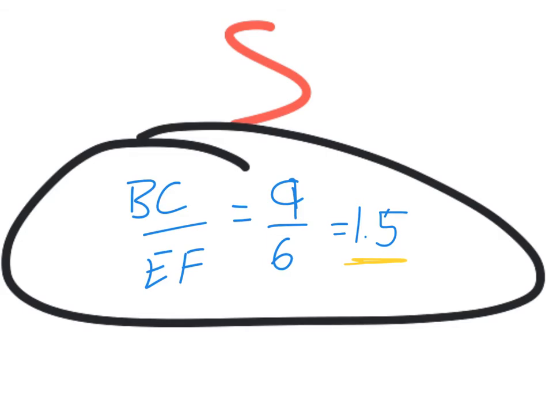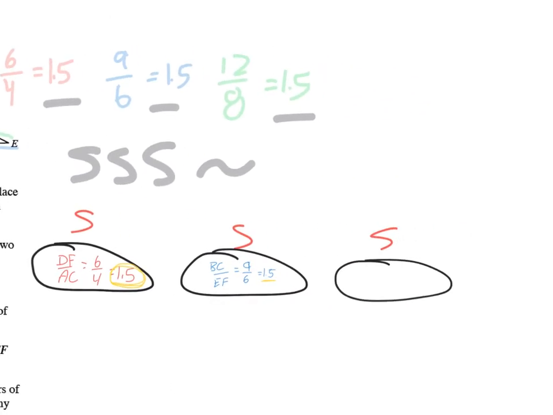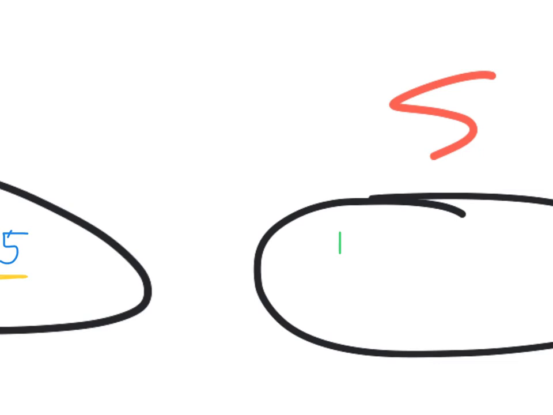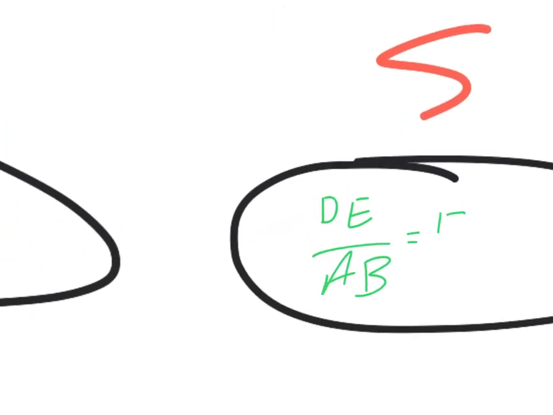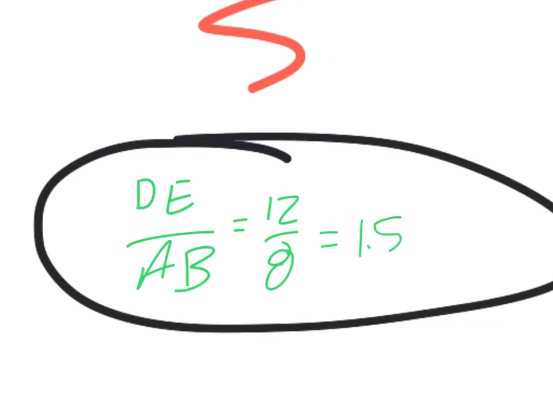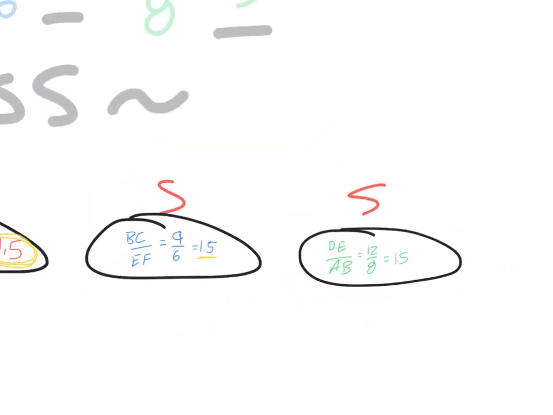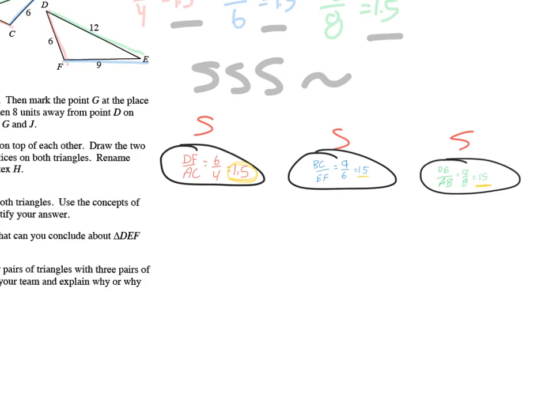And then the last set of sides that we were dealing with was those longest sides. And so in this instance, that would be DE corresponding with AB. So I'm going to write DE corresponding with AB. And those side lengths were 12 and 8. So I'm going to say that that's the same thing as 12 over 8. And if I type that in my calculator, I'd get 1.5 again. And so that's great because all of the sides are proportional. And therefore, side, side, side similarity says that we can then conclude that those triangles are similar.